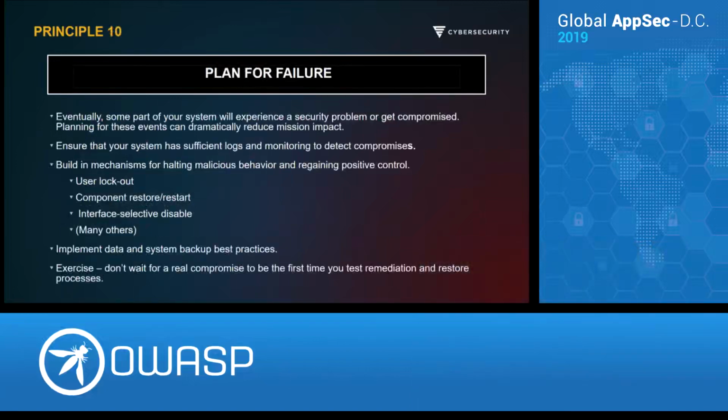Finally, number 10, plan for failure. Okay, plan for compromise. Some part of your system will experience a security problem, or it may get compromised through an attack or even an accident, like that example I gave earlier. If you plan for that event, if you think about the failure scenarios that would have high impact for your system, then you can greatly reduce the mission impact. And we all know about simple stuff like assume you're going to lose data and go rehearse restoring from backup. Seen plenty of systems that didn't do that, but still we all know that one already.